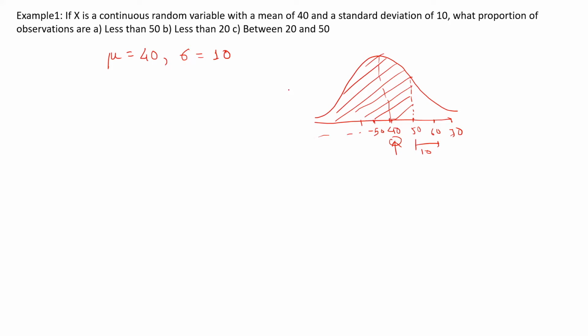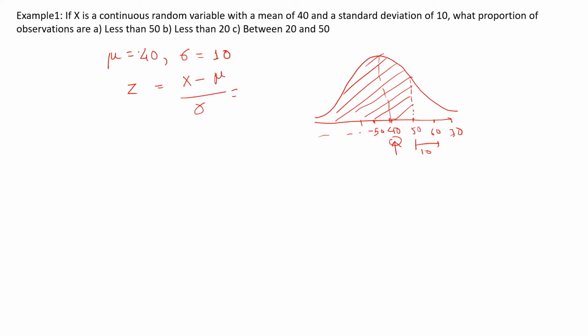We cannot calculate it directly. So we need to calculate Z, which is the Z score. We need to bring it down, convert it into a standard normal distribution. Then only will we be able to calculate the probability. Okay. So Z will be what? Z is nothing but X minus mu by sigma.